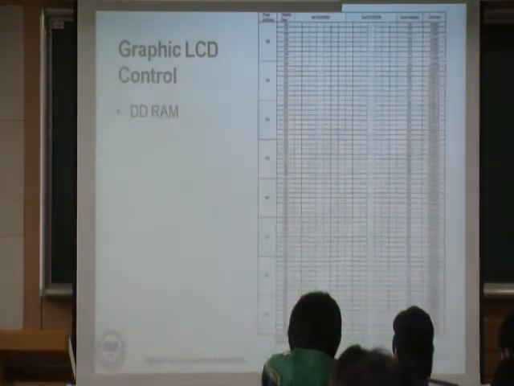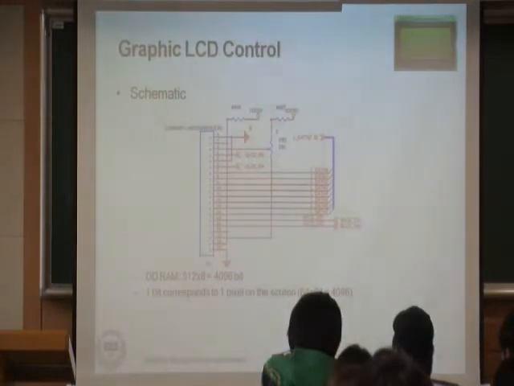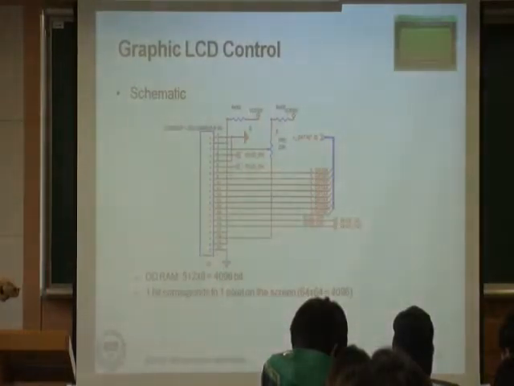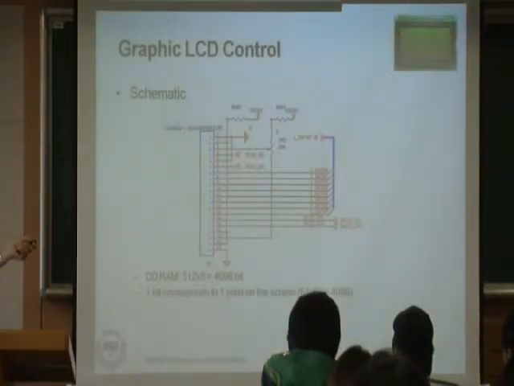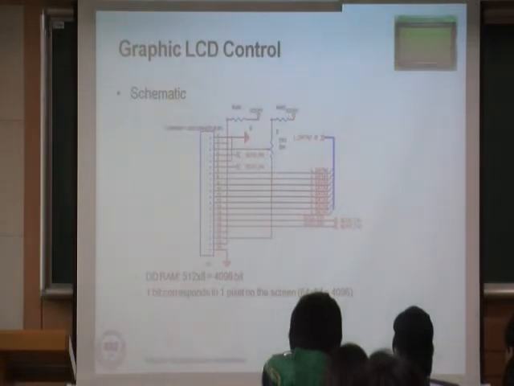So let me show you how to use this. In this case, you have a memory, and inside the memory, 1 bit corresponds to 1 pixel. So you have a 128 by 64 pixel. So that's the size of the memory. 1 bit corresponds to 1 pixel, because this is black and white.